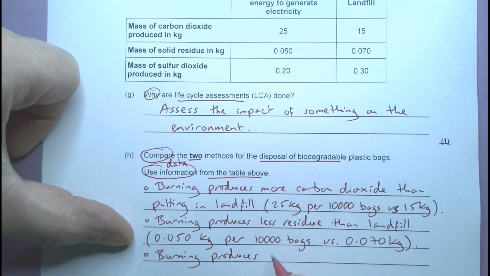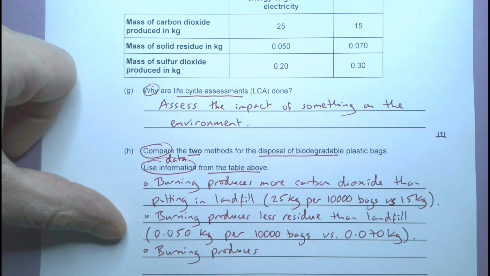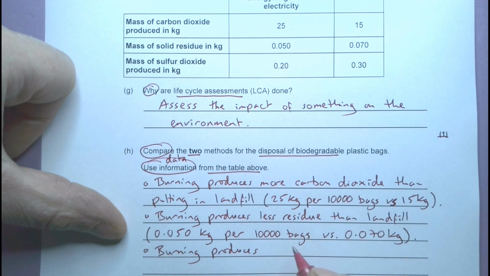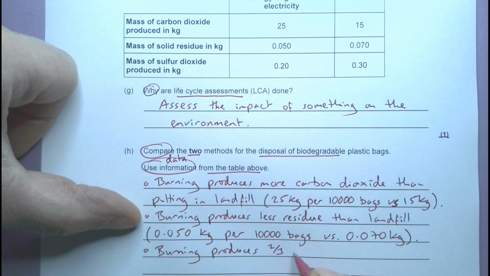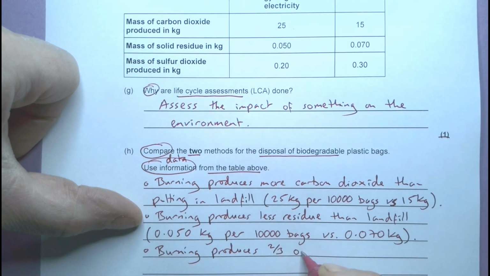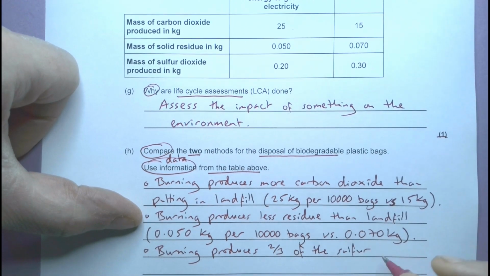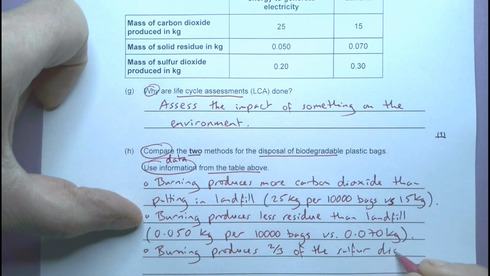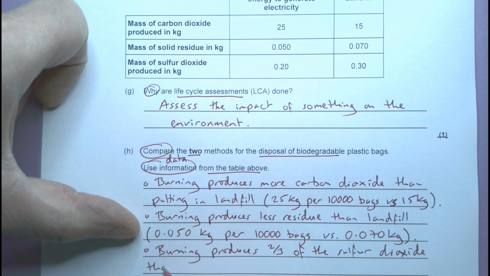Next, I've got burning produces how much less? So 20 compared to 0.3. I could be a bit smart here and put a fraction in, 2/3. So that's 2/3 of the sulfur dioxide that landfill does.